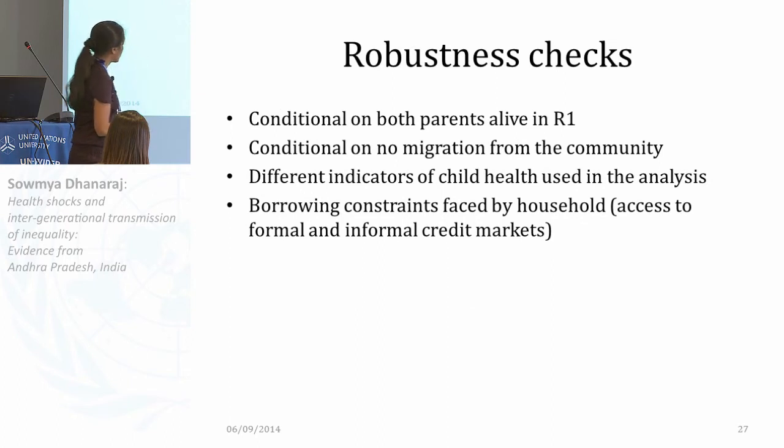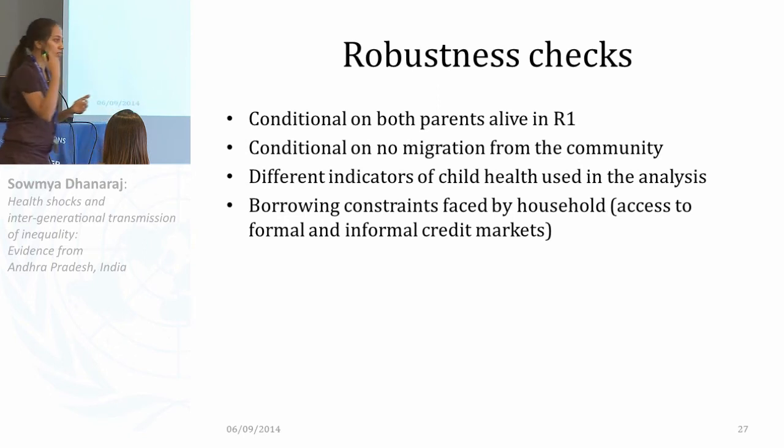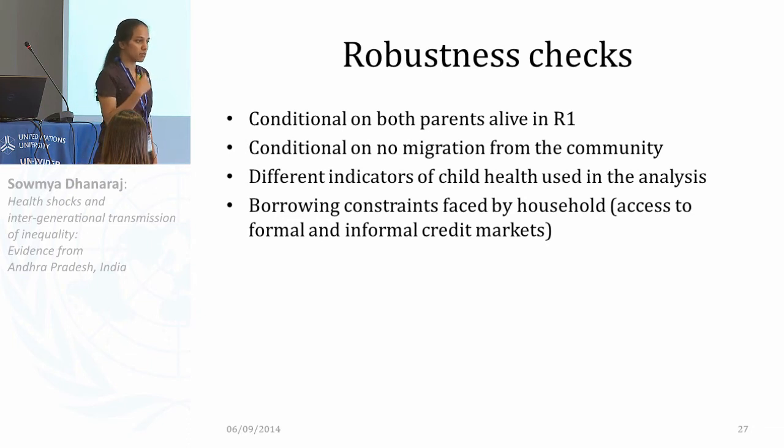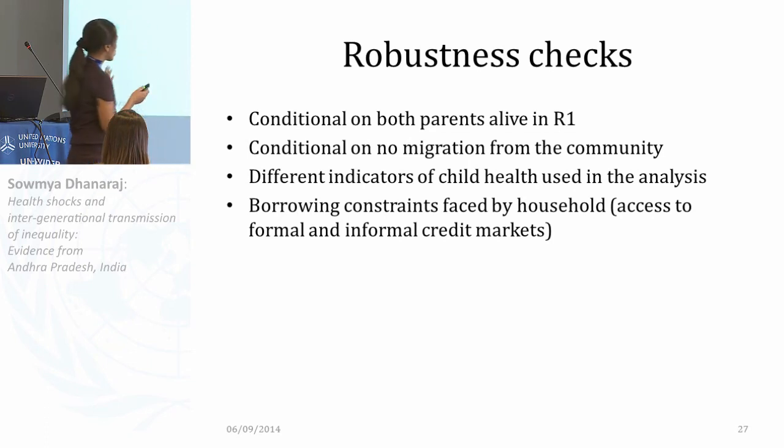Now, I've also performed various robustness checks. For sample selection, I condition on both the parents being alive in R1. This is just to see that health shocks that might have occurred before R1 should not have later effects. The effects should not be continuing into later periods. And I also condition on no migration from the community. This is because most of the migration that I've observed in my data set is distress migration, that is, searching for a job outside their community. So they might be affected by other income shocks as well, so I also condition on no migration.